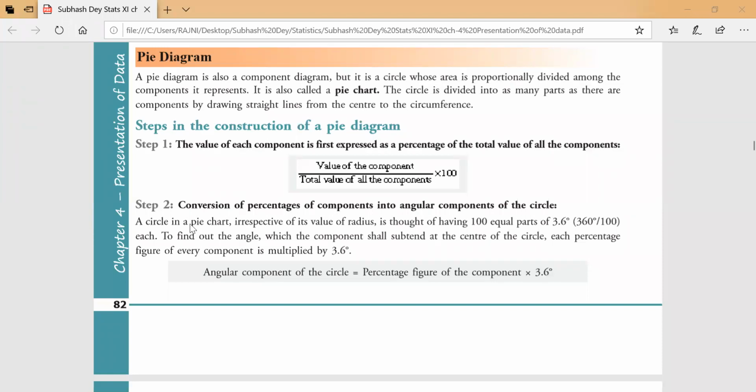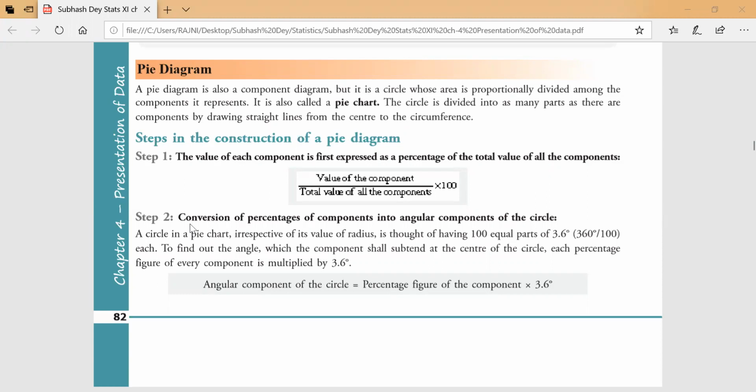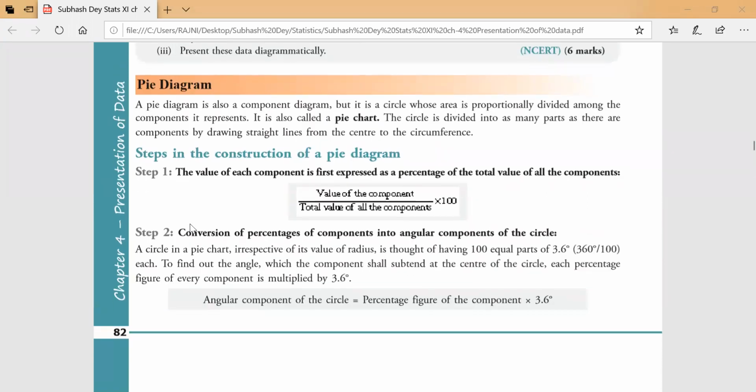Hello students. Today we will discuss our next topic, that is the pie diagram. Up to the previous topic we have studied the presentation of data, which can be classified into three terms: tabular presentation of data, diagrammatic presentation of data, and textual presentation of data. In which we have studied the tabular presentation of data.